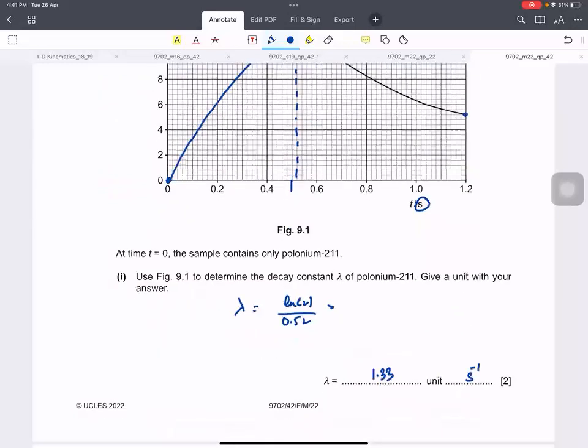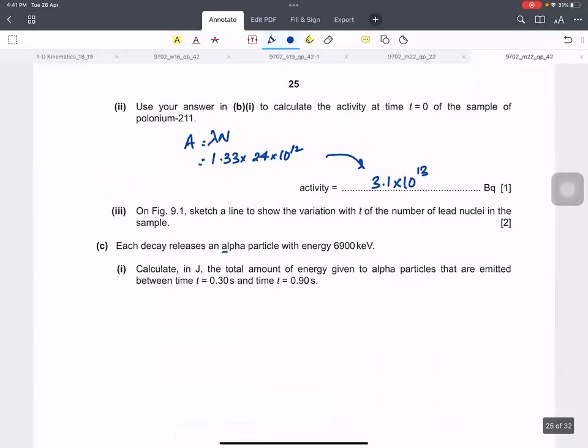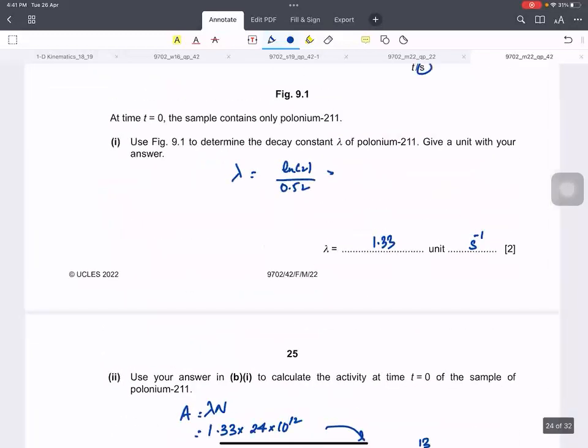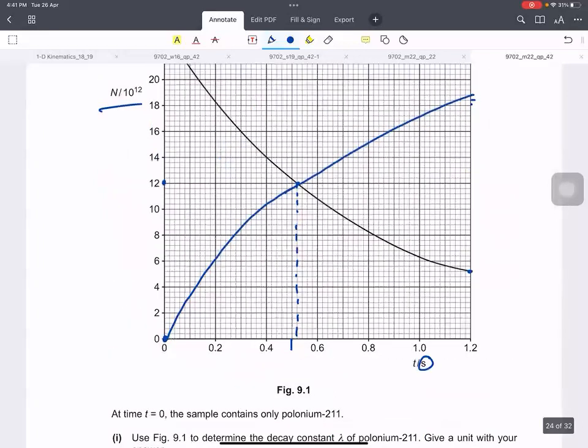All right. Now, each decay releases an alpha particle with this energy. Calculate in joules the total amount of energy given to alpha particles that were emitted between T3 and T9. So we are going to check how many particles decayed. So it's 16, and here it was 6.4, 6.8, 7.2. So how many particles actually decayed here? 16 minus 7.2. Can you do this, please? Or 8.8. 8.8 times 10 raised to 12 particles must have been released of alpha.